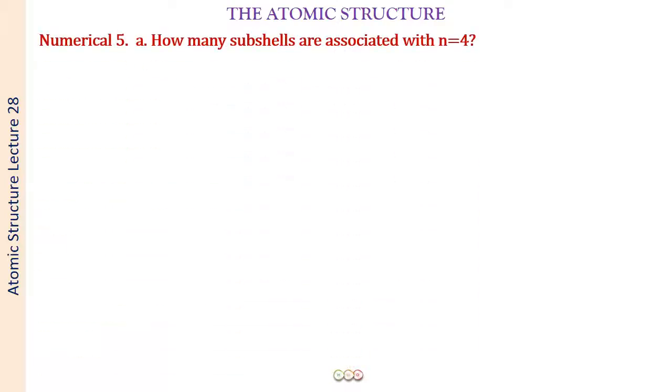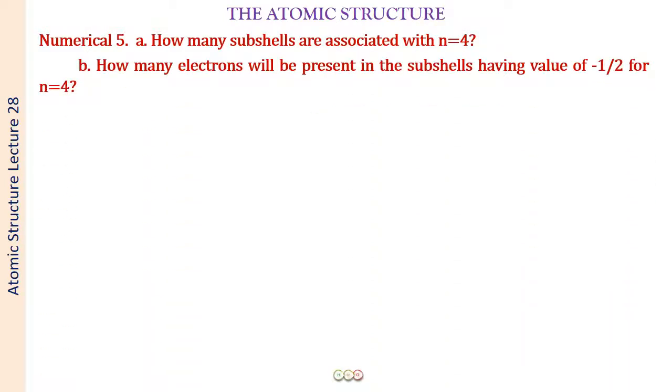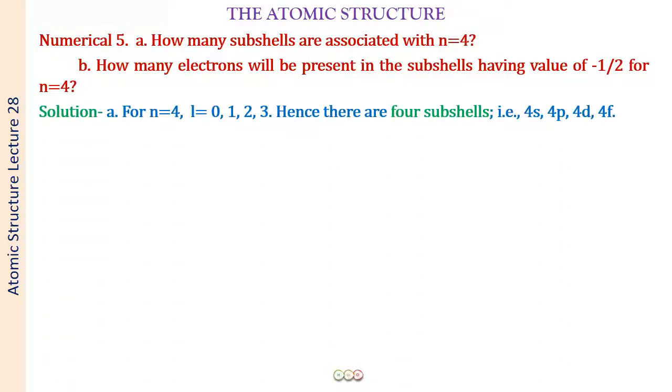Next question we have is: how many subshells are associated with n equal to 4? Then the second part of the question says: how many electrons will be present in the subshell having the value of -1/2 for n equal to 4? And now the solution, right?